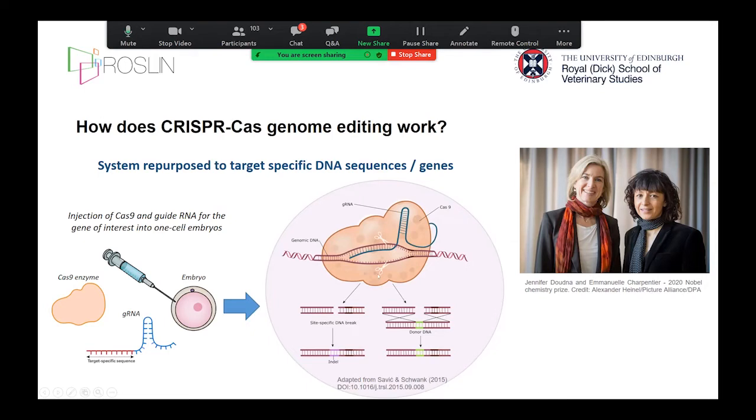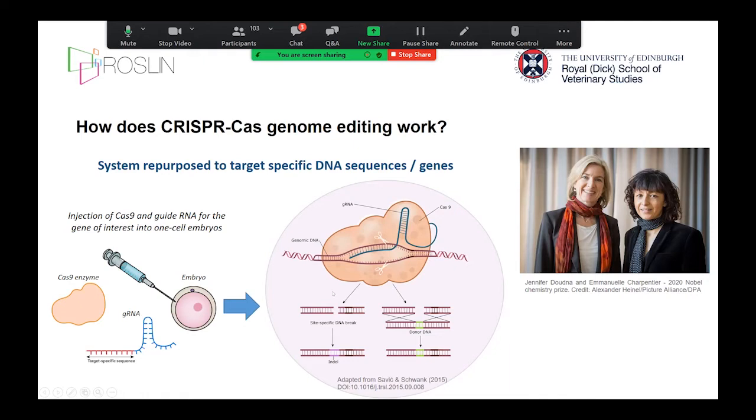What can also happen is that you can introduce into the cell another small piece of DNA that basically tells the cell how to repair it. And that allows you to produce targeted changes in the DNA. So basically, change one piece for another. That's how you would do it, by introducing another small template of DNA into the cell.